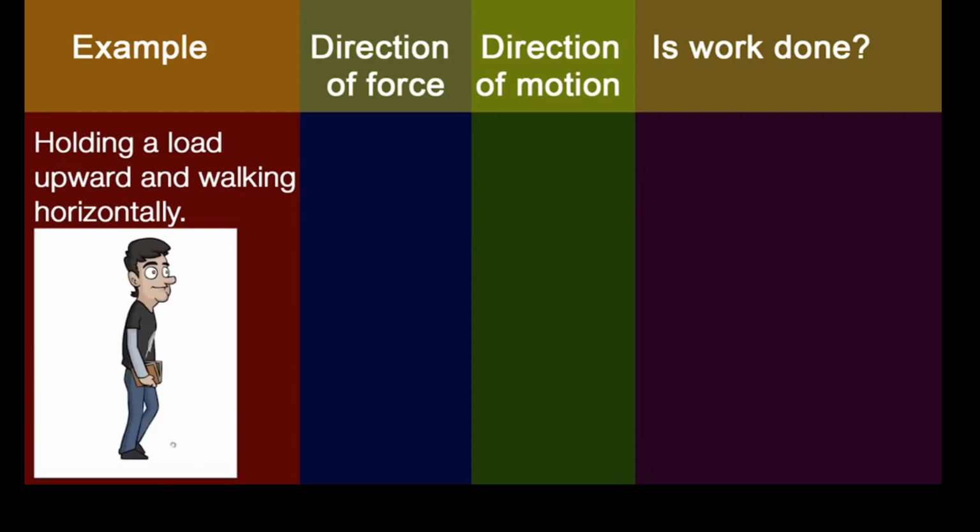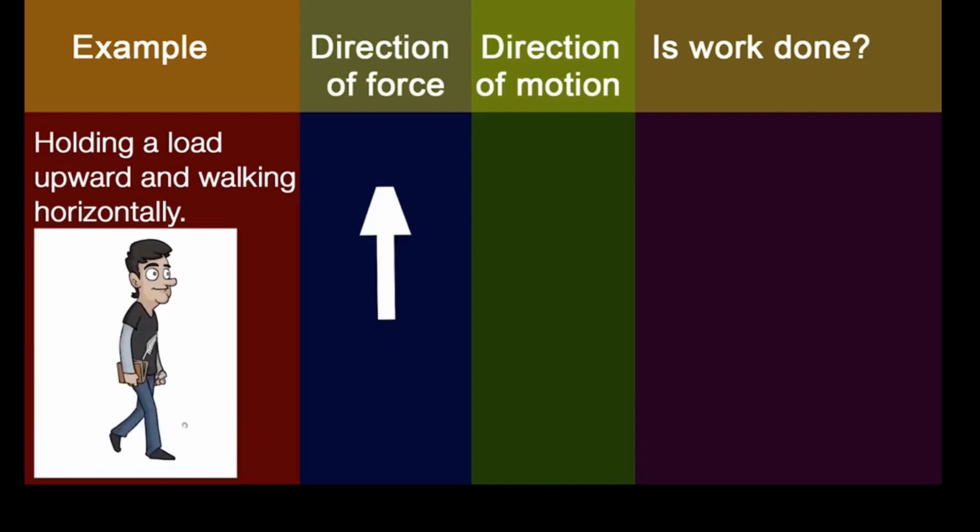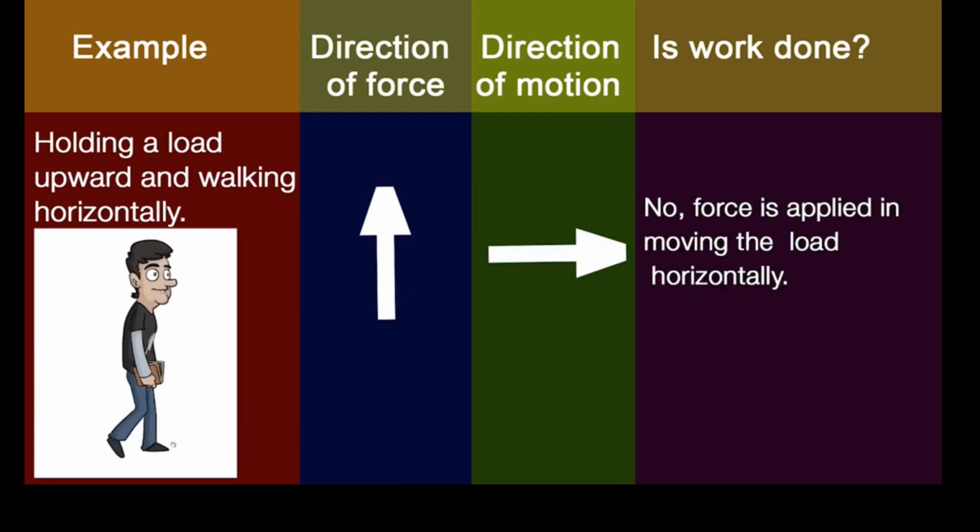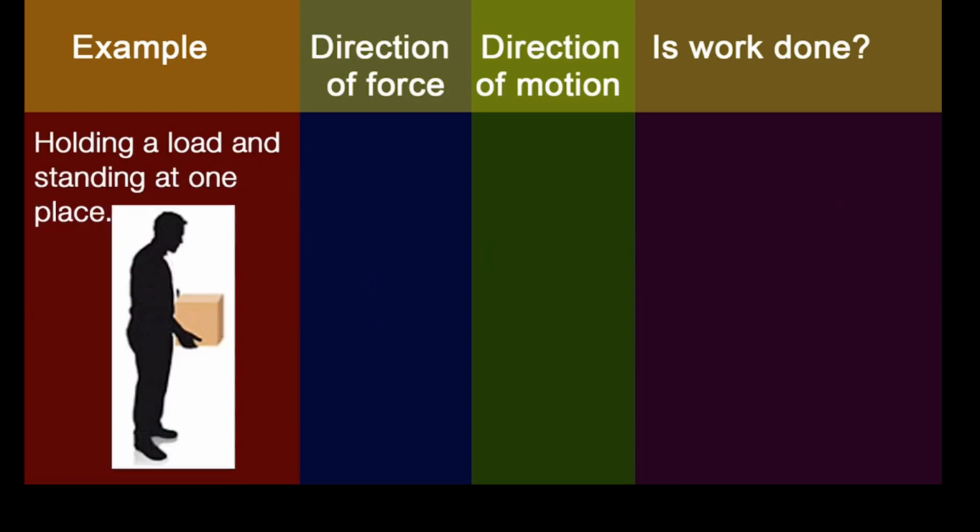In the next activity, holding a load and walking horizontally. In this activity, no work is done. This is because the force applied to hold the load is not in the direction of motion. So what it means is that the direction of application of the force is different from the direction of motion of the object.